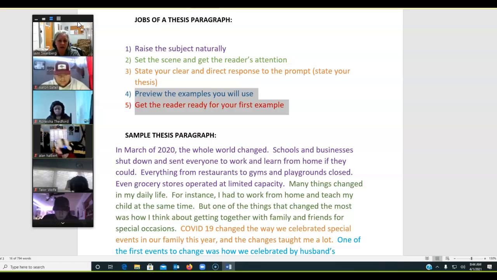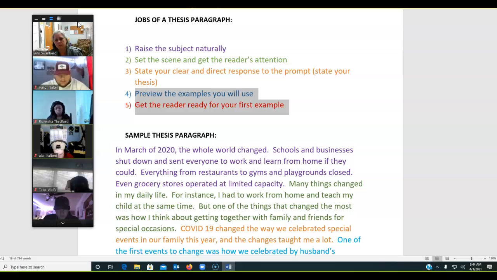All right. And then get the reader ready for your first example. And your first example, your own thoughts. So you might just say something along the lines of, let me tell you what I think first. And then I'll tell you about the research that agrees with me. So again, speak naturally, speak from the heart, and say, let me get my ideas out first, and then I'll share the research with you. And just get us ready for that first body paragraph that's your own.